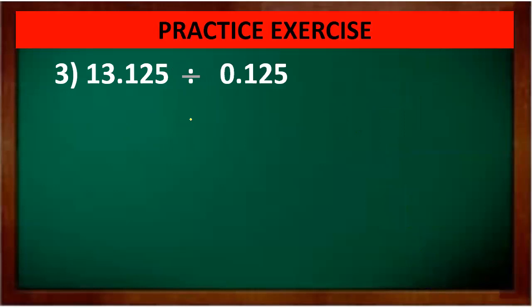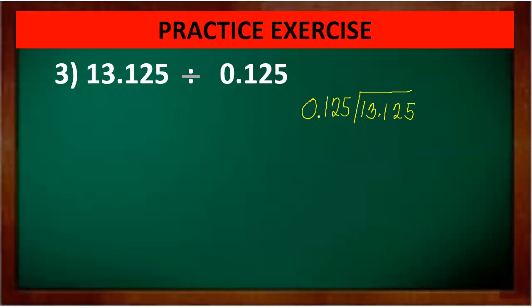Next, let's have another example. Okay, so this time we have 13.125 divided by 0.125. So we have here 13.125 divided by 0.125. Now let's make our divisor a whole number.